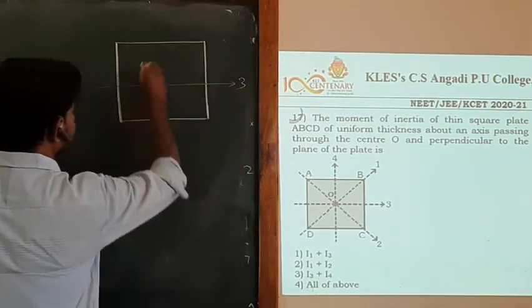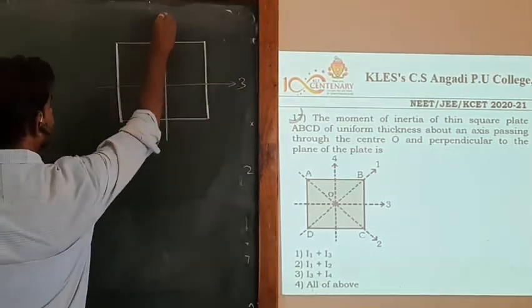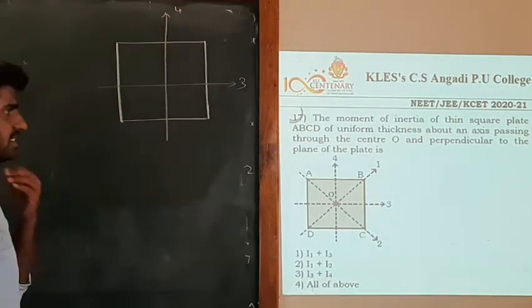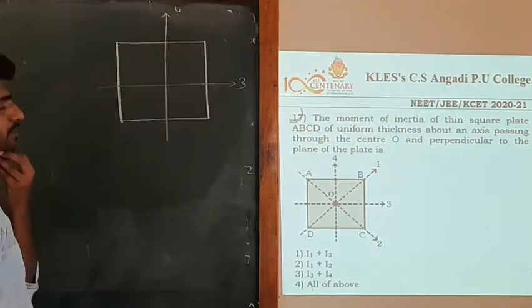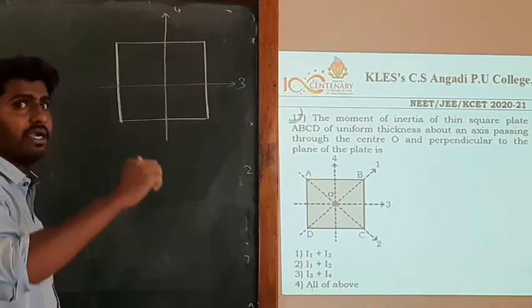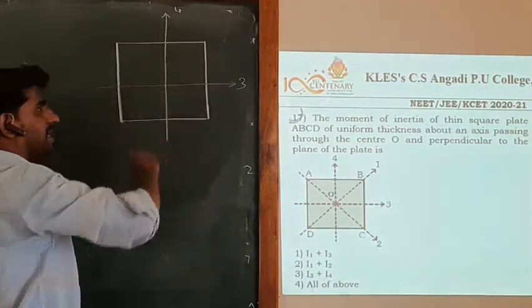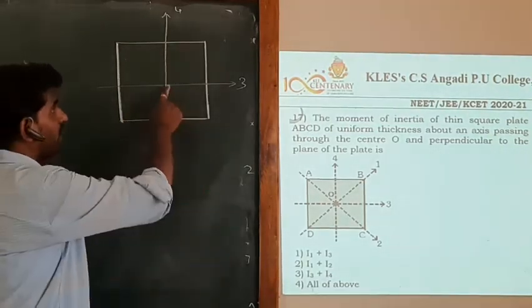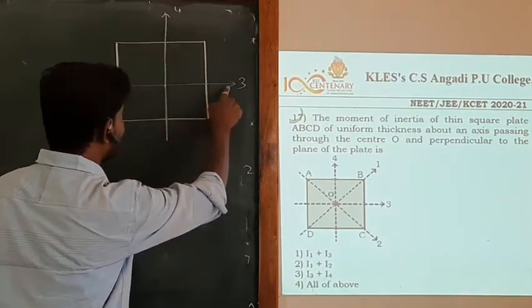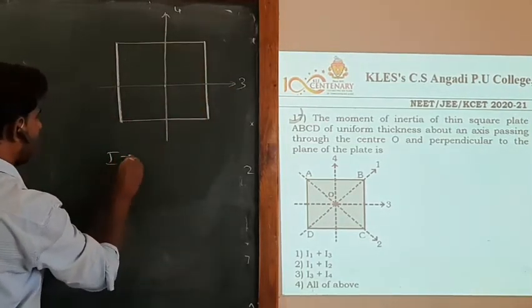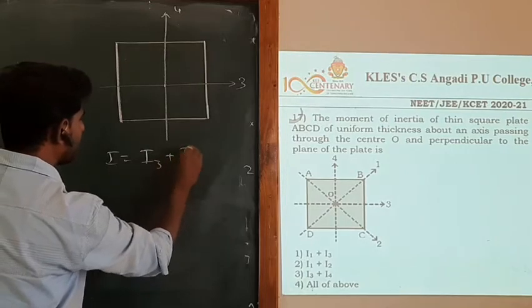Here this is the third axis, and this is the fourth axis. See, both are perpendicular to each other. If you want the moment of inertia perpendicular to this plane, that will be the sum of the moment of inertia about the third axis and about the fourth axis. I can write I is equal to I3 plus I4.